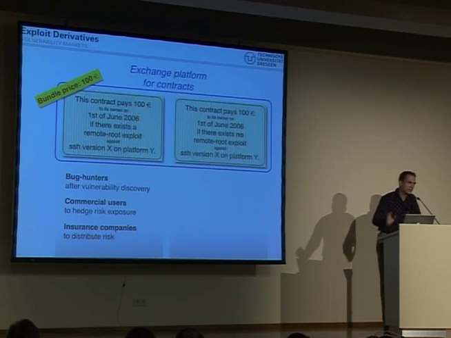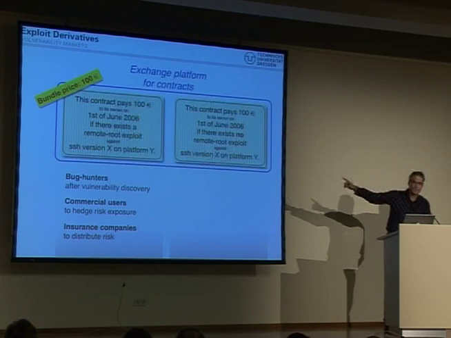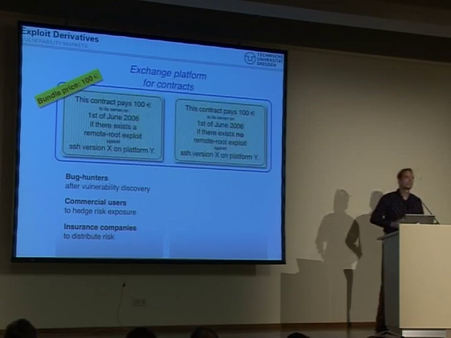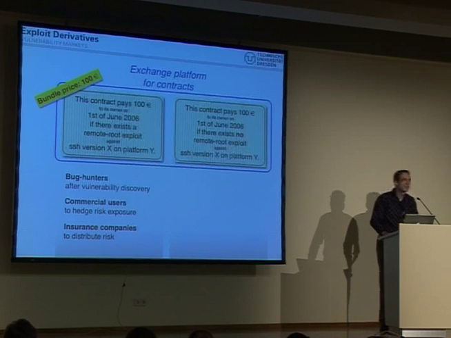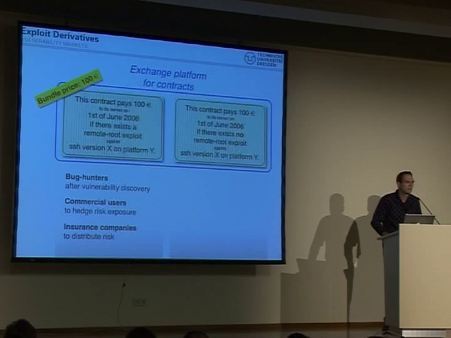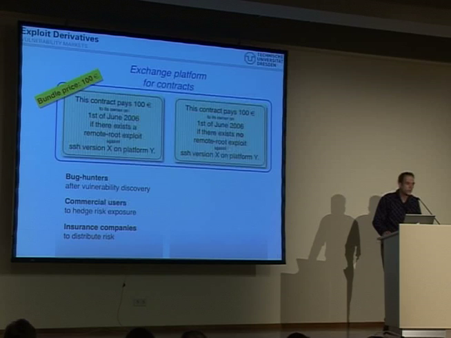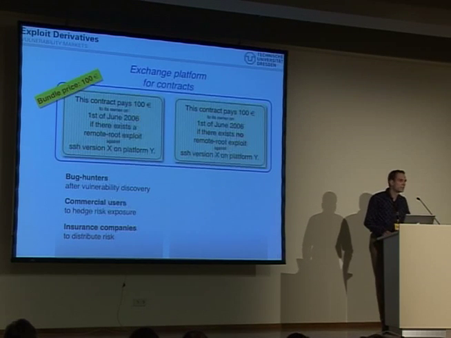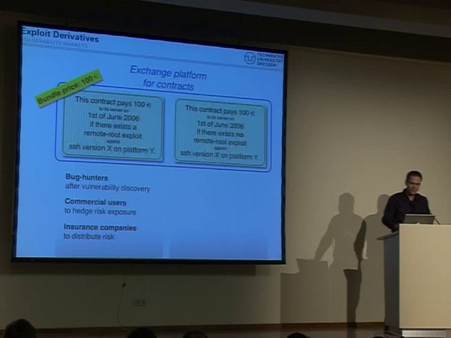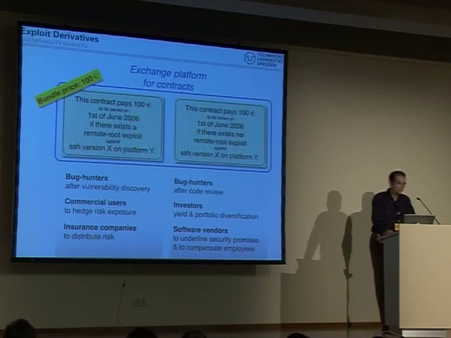Also, commercial users of software products may want to buy this type of contract in order to hedge against financial risks that may occur if the bad state actually materializes. And last but not least, the insurance companies, which I've already mentioned before, may want to buy this contract in order to distribute risk to more heads. On the other hand, there is also demand for the inverse contract.